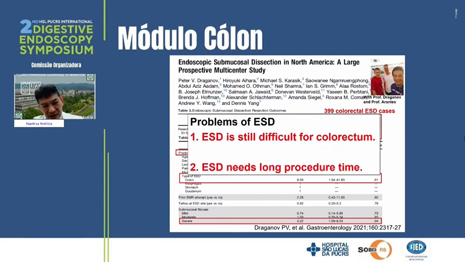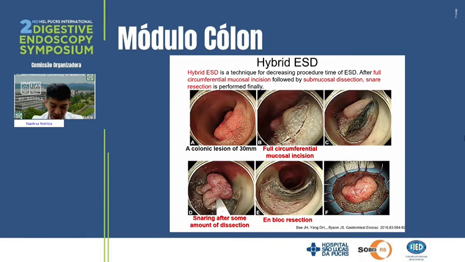The first problem is, as you can see, ESD is still difficult, especially for colorectal. And the second problem is ESD needs a long procedure time. For resolving the procedure time, hybrid ESD was developed. It is a technique for decreasing the procedure time of ESD. After full circumferential mucosal incision, like that, the second image of this slide, followed by submucosal dissection a little bit, and finally, snare resection is performed, and we achieve en bloc resection in a shorter time than regular ESD.